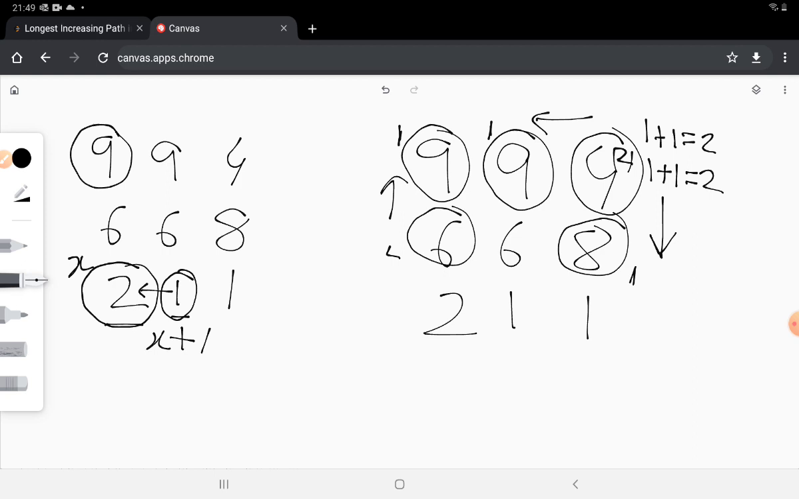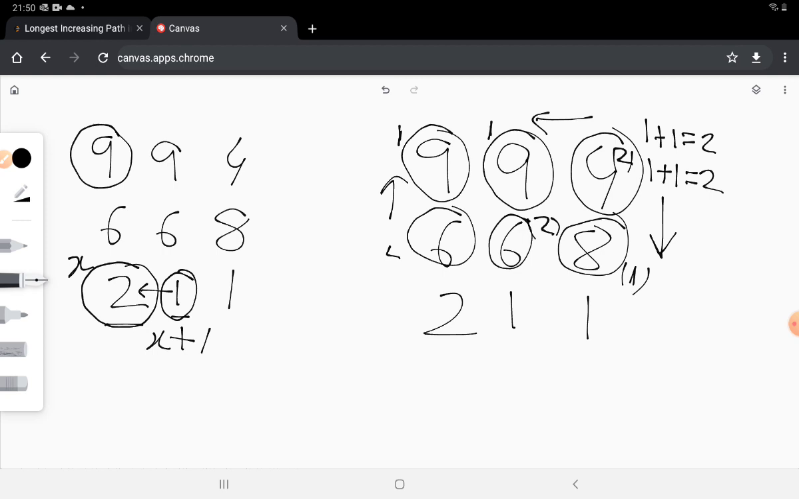Let's move forward. Let's come to this 6. So from this 6 we can go to the 9 on the top of it, or we can go to the 8 on the right of it. Both have already discovered their longest increasing path and are of length 1. So 1 plus 1, 2. So the longest increasing path from 6 is of length 2, which is either you move to 8 or you move to 9. Now let's come to 8. 8 we already found out that it is 1, so nothing to do over here.